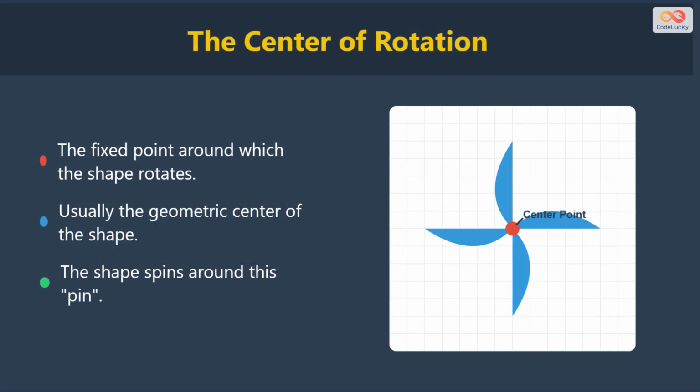Every rotation happens around a fixed point. We call this the center of rotation. For most regular shapes, this is the geometric center. Imagine sticking a pin right in the middle of a shape and spinning the shape around that pin. That pin is the center of rotation.